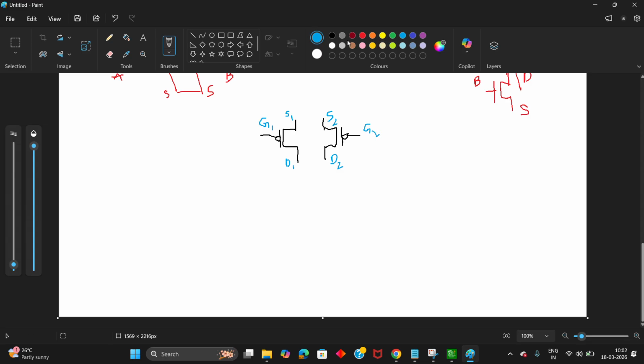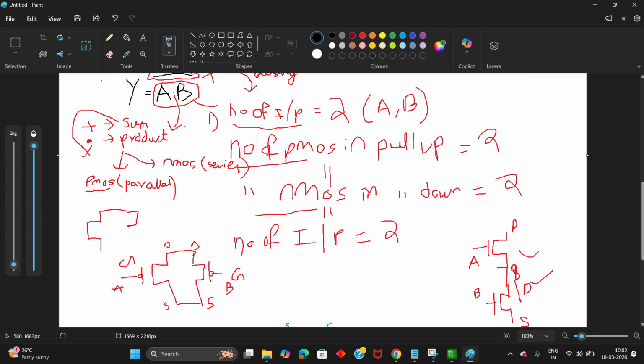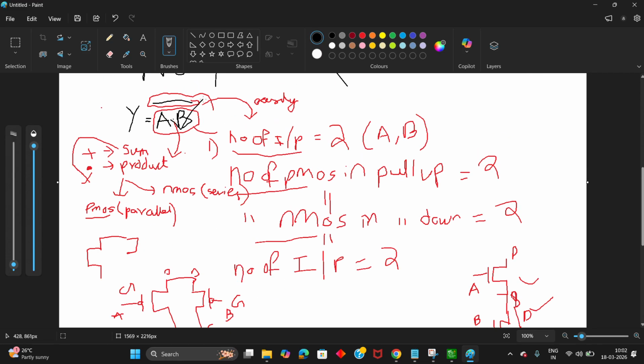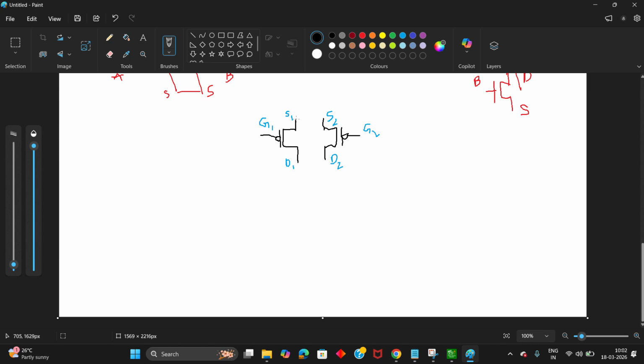What we are going to do, we are going to short. In this case we should connect them in parallel. Why? Because there is a product operation between A and B, right? So we are going to connect them in parallel. So we are going to join the two source terminals and the two drain terminals. Okay, and we are going to apply the first input, that is A, to the gate terminal of the first PMOS, and then the second input to the gate terminal of the second PMOS. Okay, like this we have done.